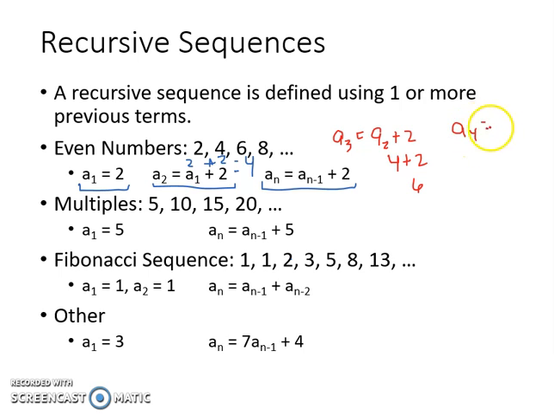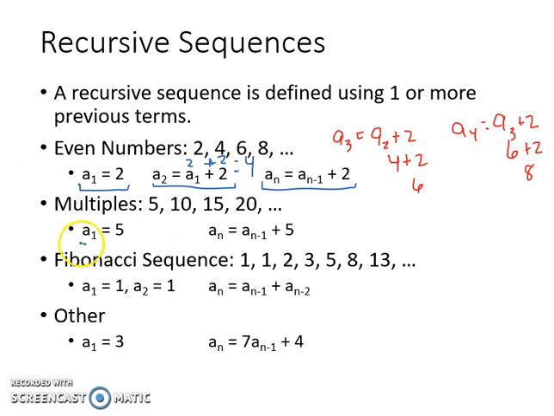A sub 4 would be a sub 3 plus 2. A sub 3 was 6, plus 2 gives us 8. And so we can keep doing this to find each of our terms based on the previous. Now if we wanted to find, say, the 15th term, we'd have to keep going along until we got to a sub 15. So recursive sequences are not always fun to work with, but it is certainly one way we can look at them.